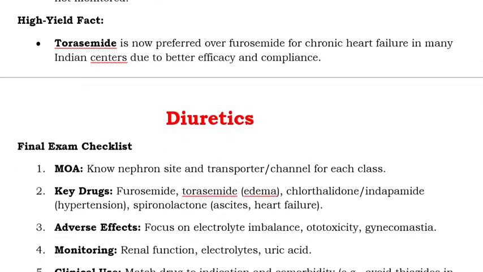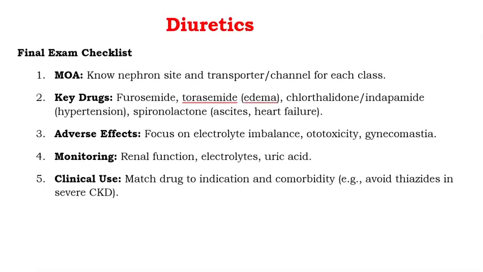Okay, finally, as our listeners gear up for exams, what's on your final exam checklist for diuretics? The absolute must-knows. All right, final exam checklist. Number 1, mechanism of action for each of the 5 classes. Know the nephron site, know the transporter or channel they hit. 2, know the key drug examples in each class and which ones are typically first line for specific conditions like thiazides for hypertension, loops for acute pulmonary edema, spironolactone for ascites. 3, major adverse effects. Really know about electrolyte imbalances, hypo and hyperkalemia. Know about ototoxicity with loops, gynecomastia with spironolactone.